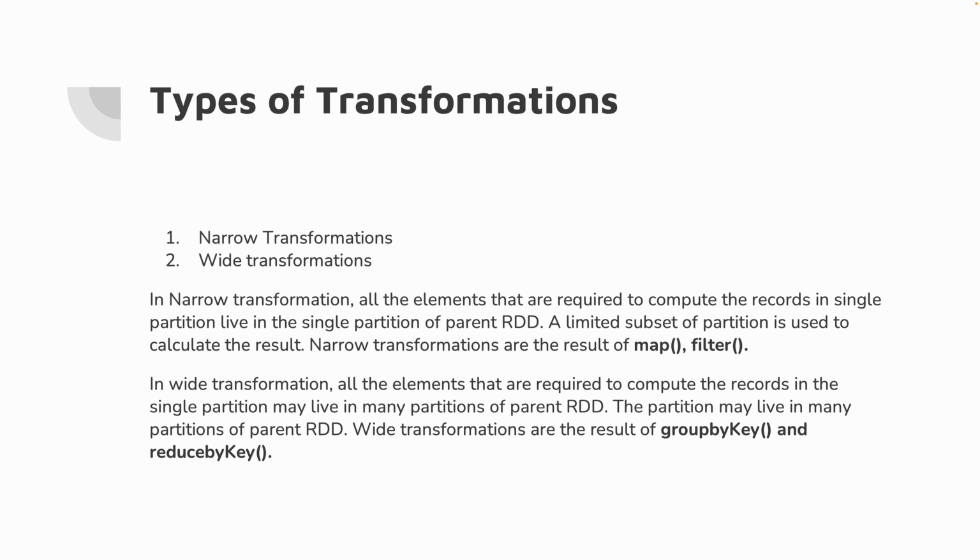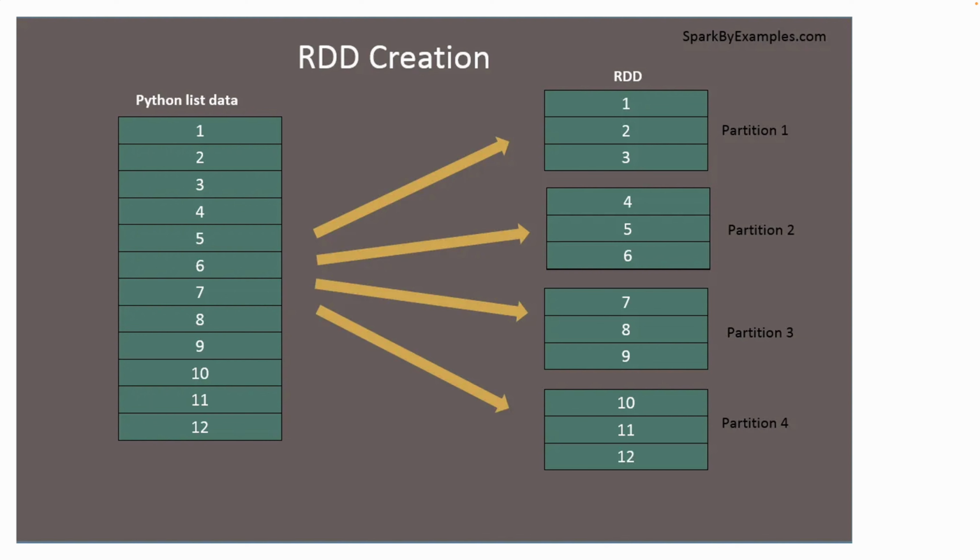In a narrow transformation, all the elements that are required to compute the records in a single partition live in a single partition of the parent RDD. A limited subset of partitions is used to calculate the result. Narrow transformations are the result of a map and a filter. For example, let's take this image. Let's consider we have 10 records in our table, or 10 items in a Python list.